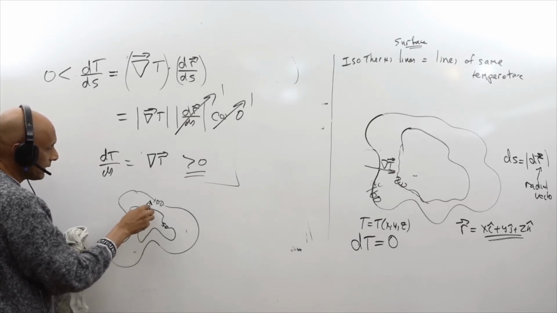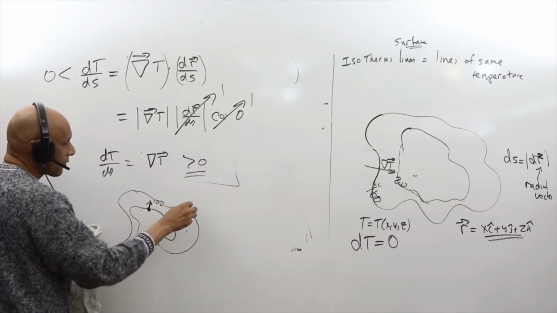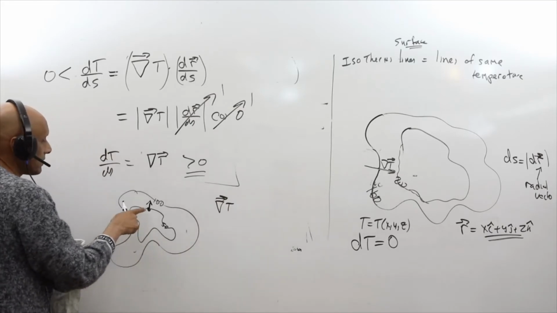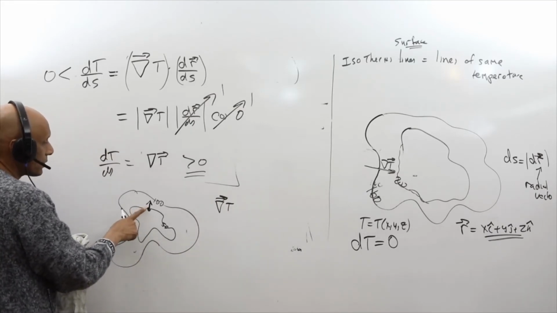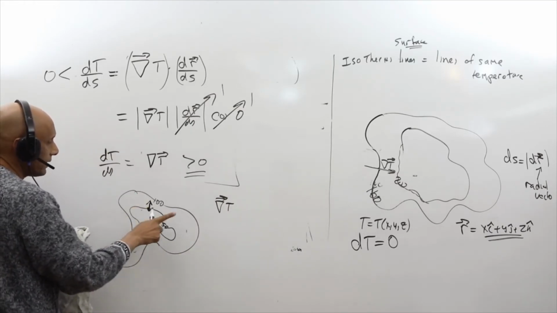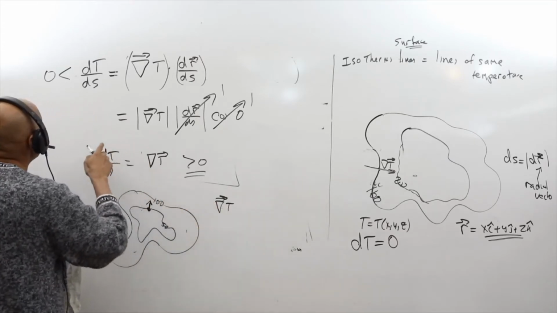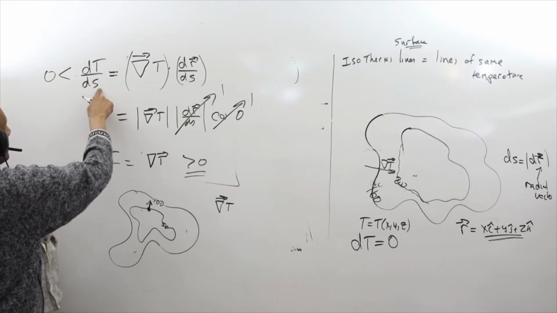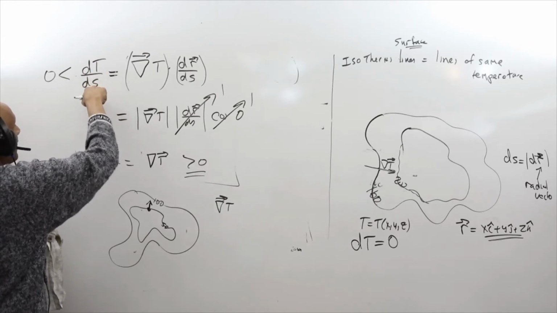So this arrow represents the gradient of temperature. And as the temperature is going to a higher temperature very quickly, then you find that the larger the value of the change rate in the temperature per unit distance traveled, the larger the value of the gradient.